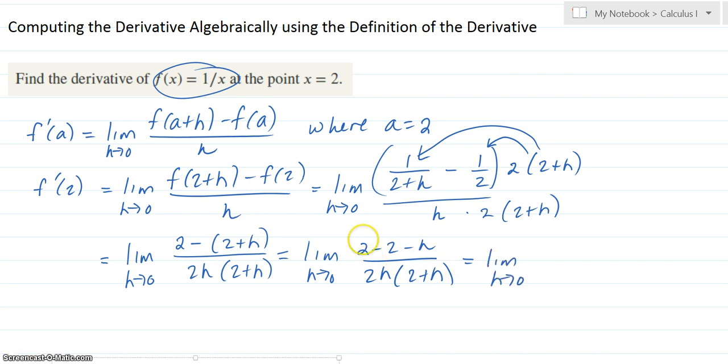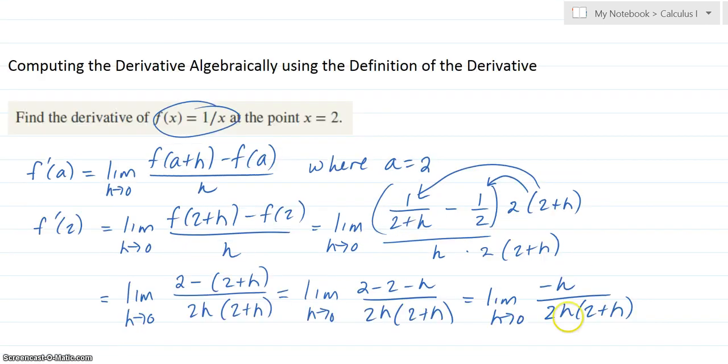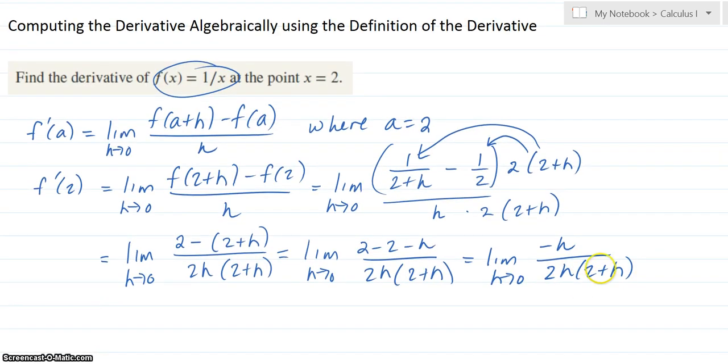So what I end up with is just a negative h over 2h times parentheses 2 plus h. I'm not going to multiply out the bottom. And now, before we plug in, because 0 over 0 doesn't make sense, we know that probably means there's a hole. So I'm going to cancel out those h's and get negative 1 over 2 times 2 plus h. Again, I'm just canceling those out there. So we get a negative 1 and a 2 on the bottom.